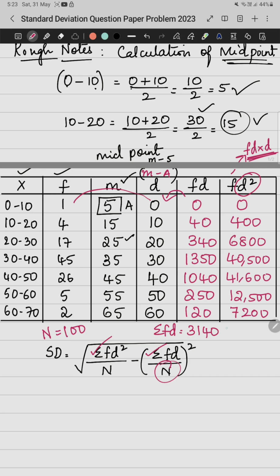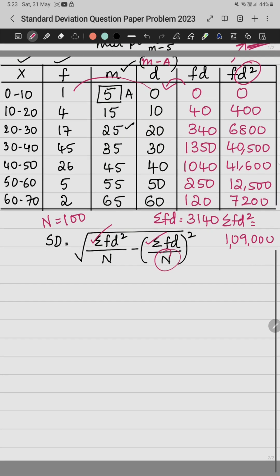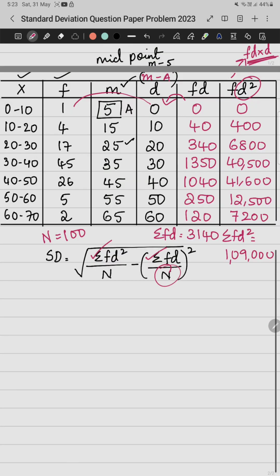That is 3140. Similarly, FD square: add all these values, 400 plus 6800 plus 40,500 plus 41,600 plus 12,500 plus 7,200. You will get 109,000. So that's 1,09,000.